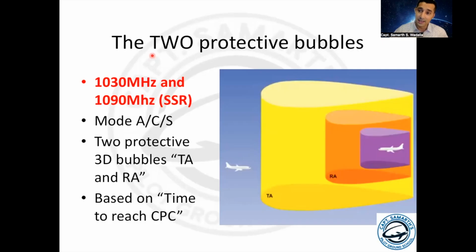Your transponder is capable of sending out signals, electromagnetic waves from your aircraft, giving ground stations your position and who you are and where you are.